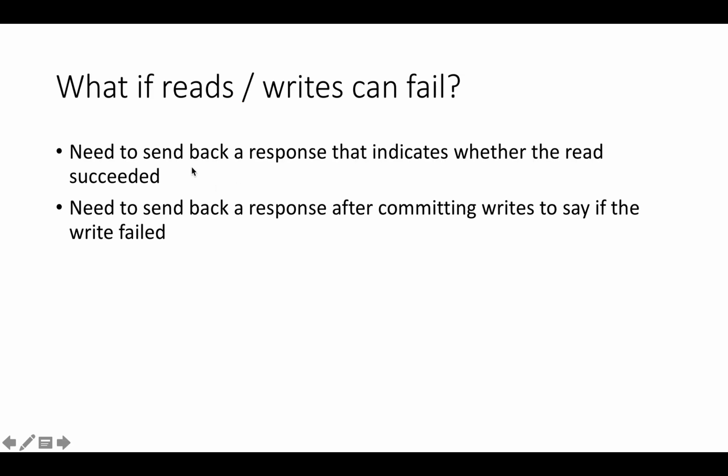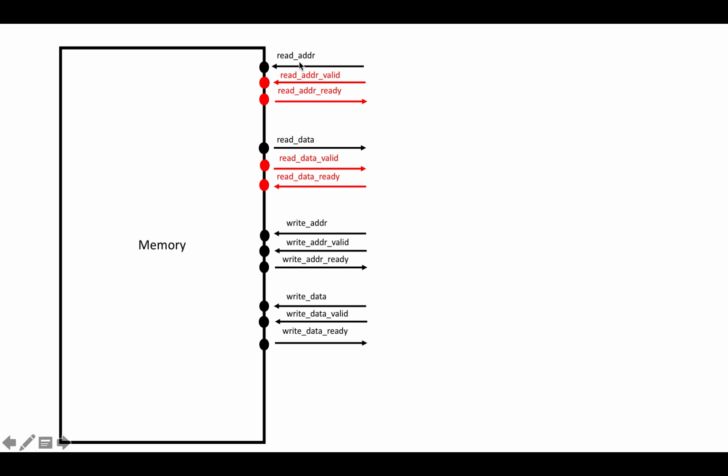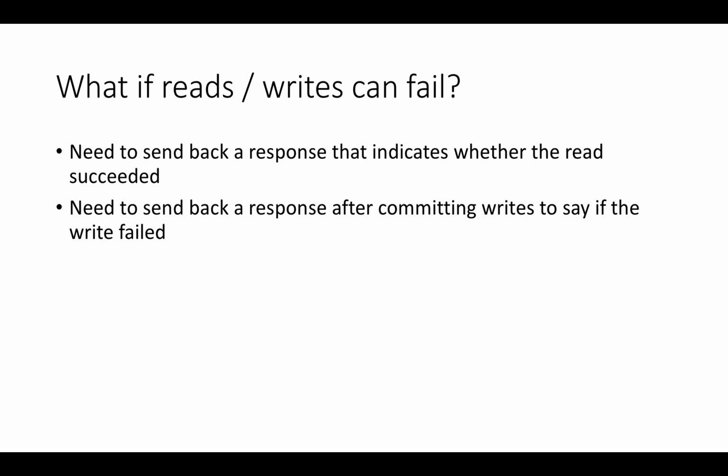Okay, now what if reads and writes can fail, right? Because the other hidden assumption in this API is that reads and writes always succeed. Nothing ever goes wrong. You're going to send in the read address, and eventually you're going to get the read data back, though you don't know when. And when you send in the write address, some number of cycles later, the write gets committed. So what if reads and writes can fail?